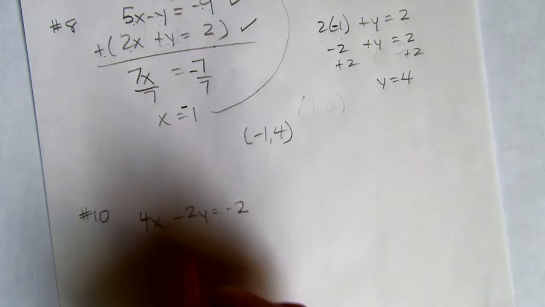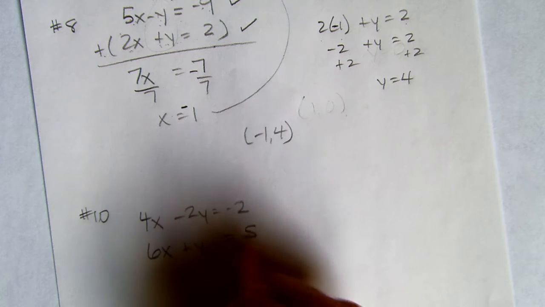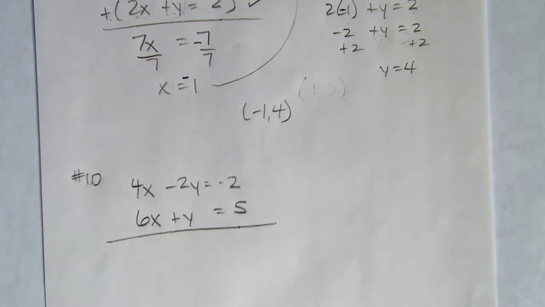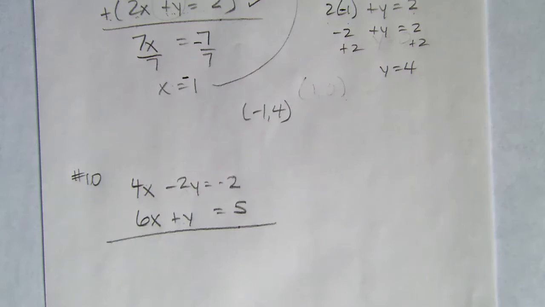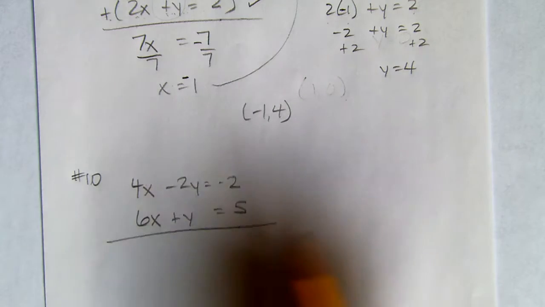4x minus 2y equals negative 2. 6x plus y equals 5. Now, neither of these is going to eliminate right off the bat. 4 and 6 aren't going to cancel, a negative 2 and a 1 aren't going to cancel. So I need to get the same coefficient.